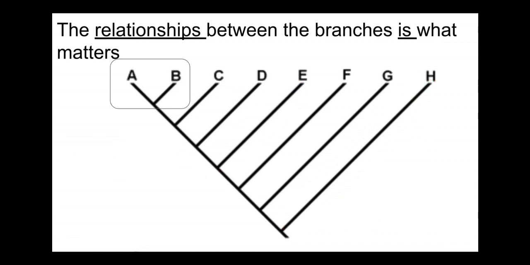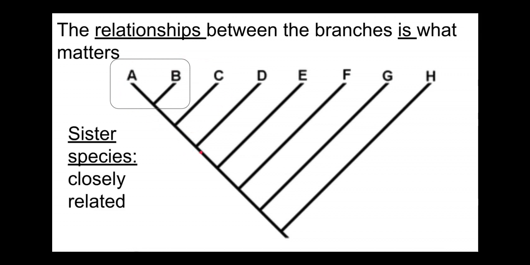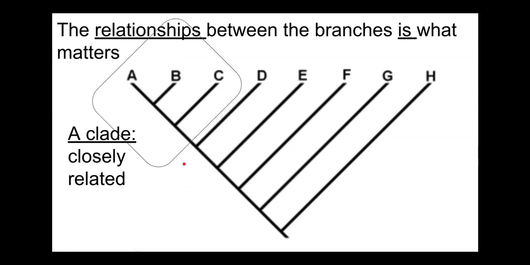What's always important is the relationship. So the fact that A and B are close together, that C is the next, A, B, and C form the next clade. A and B are sister species. A and B are the sister group to C, and so forth. That relationship is what matters. And the clade structure is what matters.